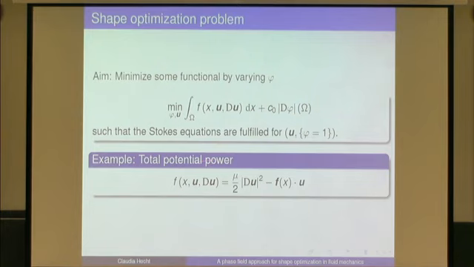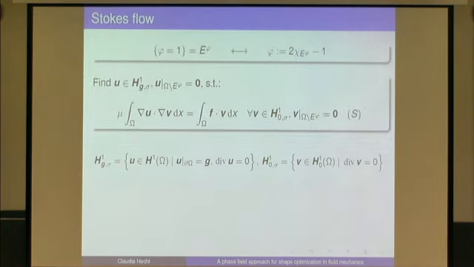Now I have to tell you what it means that the Stokes equations are fulfilled for u and the set where phi is 1, because recall that the set where phi is 1 is only a Caccioppoli set, so roughly speaking Lebesgue measurable. And so we cannot write down the classical PDE as we would do it for some open set. And we do this as follows.